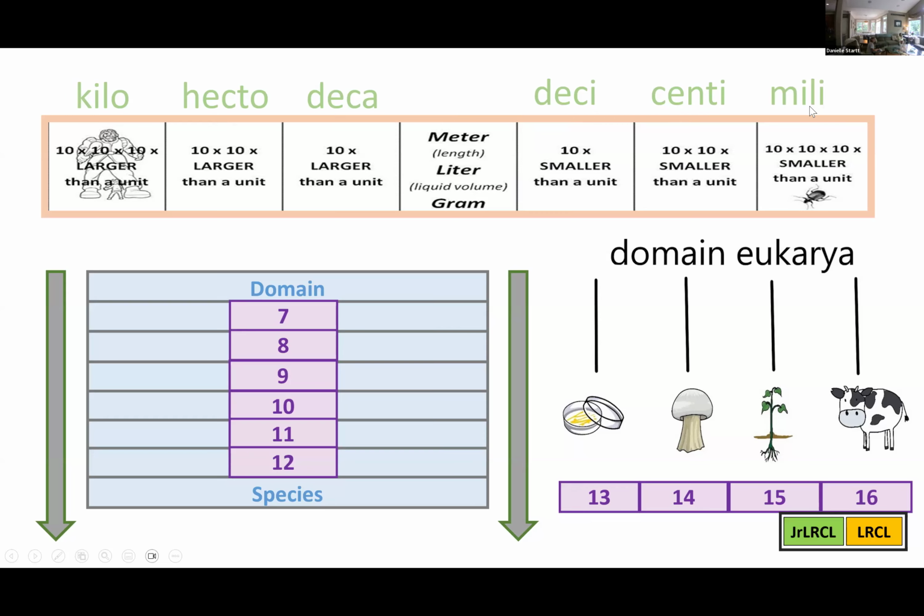What's the mnemonic for that? Do you remember the memory device? King Henry died unusually drinking chocolate milk. Remember? KHDU, unit, DCM. King Henry died unusually drinking chocolate milk.